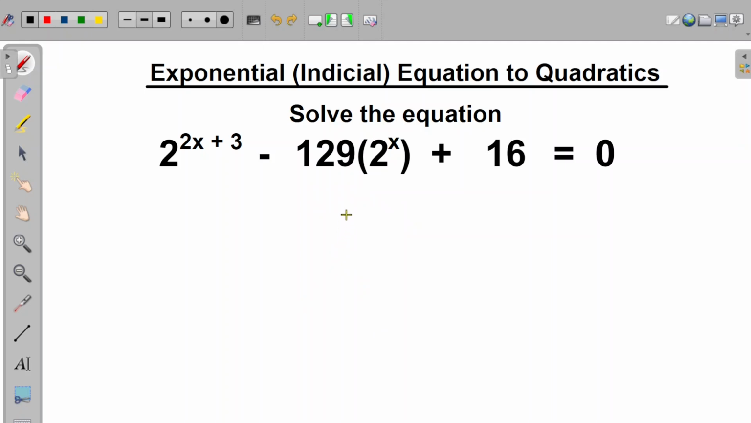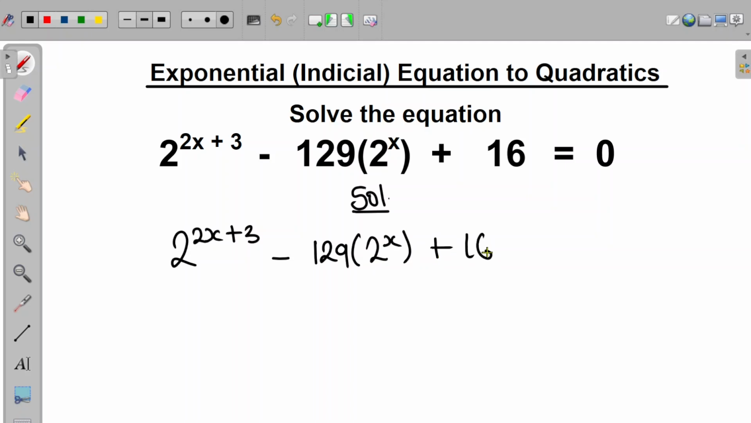Hi, in this video, we are asked to provide the solution of the exponential equation given to us. So we have that 2 raised to the power of 2x plus 3 minus 129 multiplied by 2 raised to the power of x plus 16 is equal to 0.